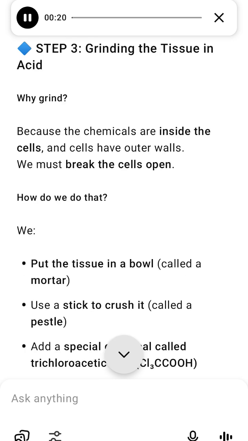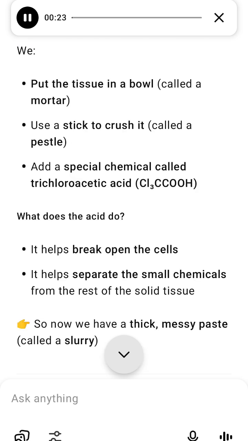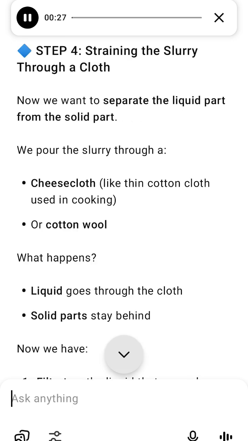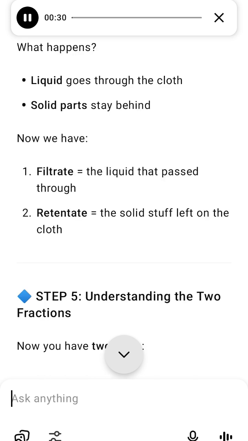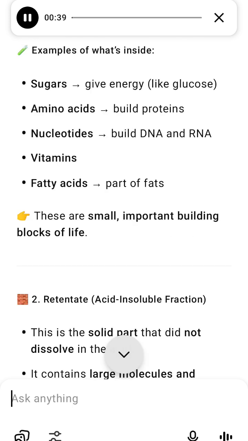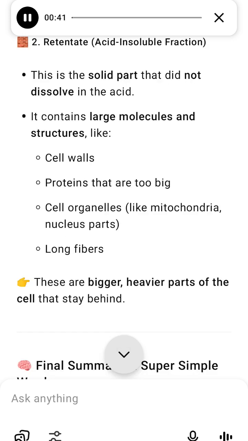Examples: sugars like glucose, which gives energy; amino acids, which build proteins; nucleotides, which build DNA and RNA; vitamins; fatty acids, parts of fats. This part is very useful because it has the key building blocks of life. 2. Solid part, called the retentate or acid-insoluble fraction. It contains big, non-dissolved particles like cell walls, big proteins, cell parts like the nucleus or mitochondria. Important, but they are too big to dissolve in acid, so they stay on the cloth.